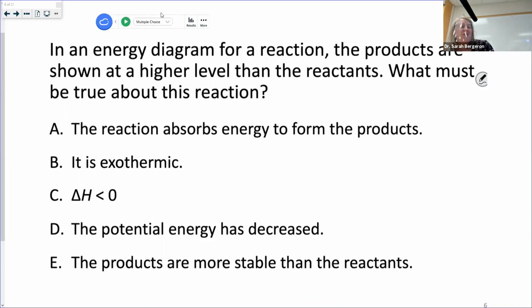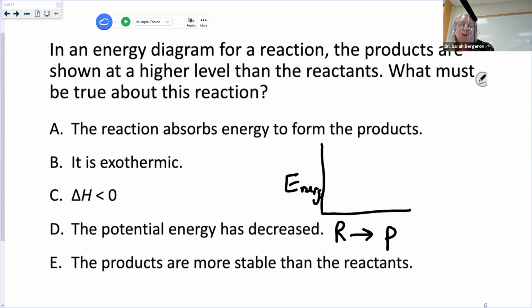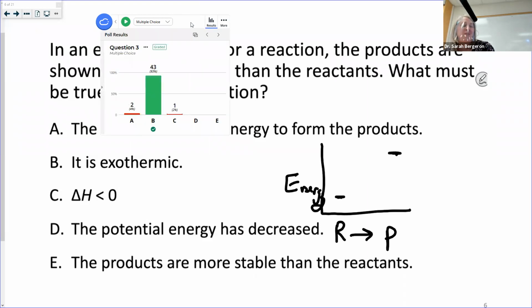Okay, so what did you sketch? I'm curious, what did you sketch? Something that looks like this, and it goes from reactants to products, right? That's the order. And what did you put on the other axis? Energy, right? Some Gibbs free energy, some kind of energy. Okay, and then you sketch the products shown higher than the reactants. That's why I like to put products and reactants down at the bottom, because I can just do that. So I can say products are higher than reactants, right? Let's see how our results look.